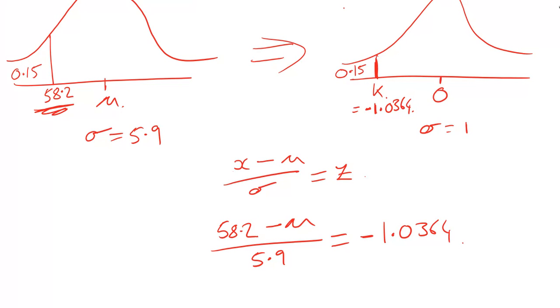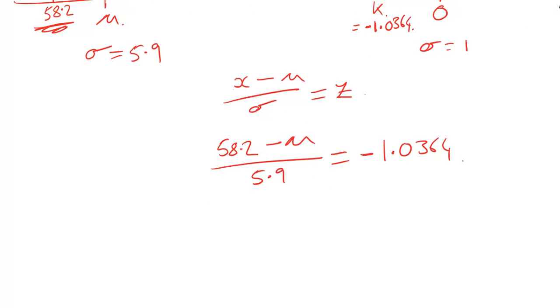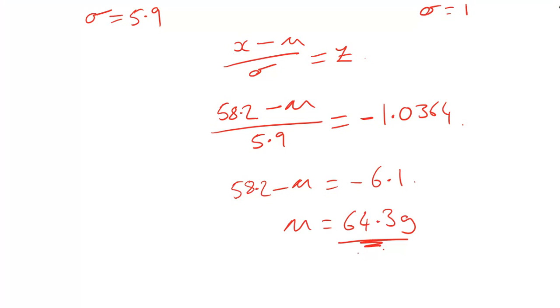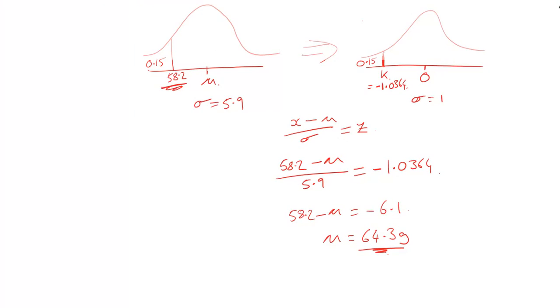So from here, we should be able to work out the mean that we're missing. If we multiply both sides by 5.9, we're going to have that 58.2 minus the mean μ is going to be negative 6.1. If I add my mean and add the 6.1 to both sides, I'm going to be left with my answer. That mean is going to be 64.3 grams.